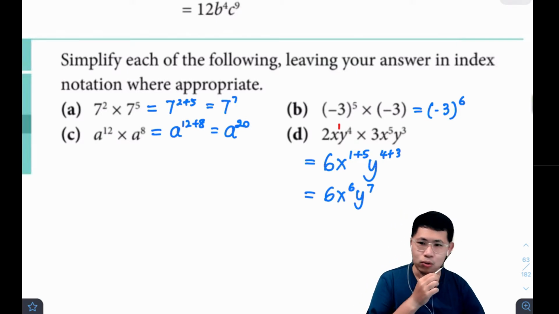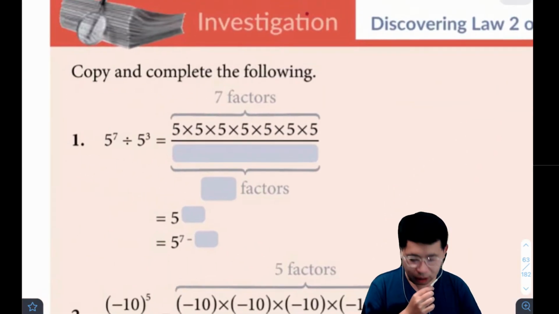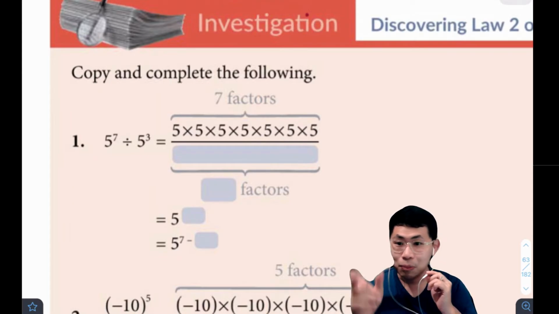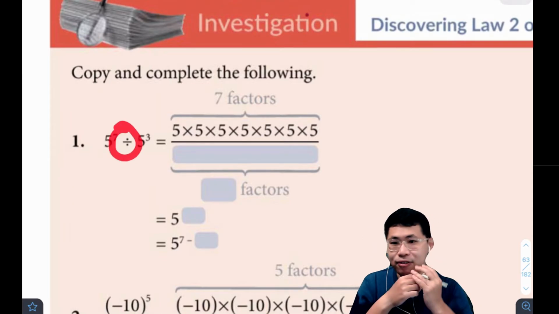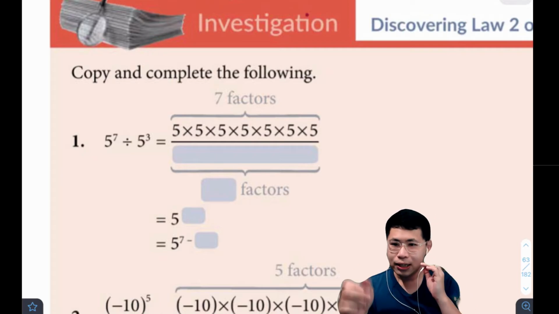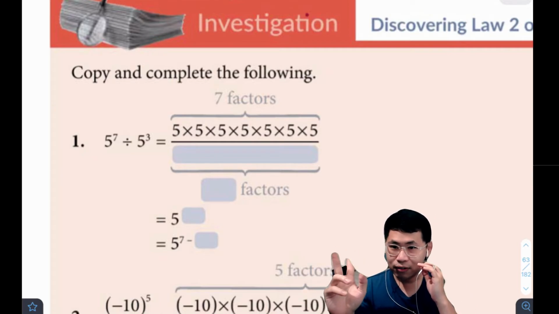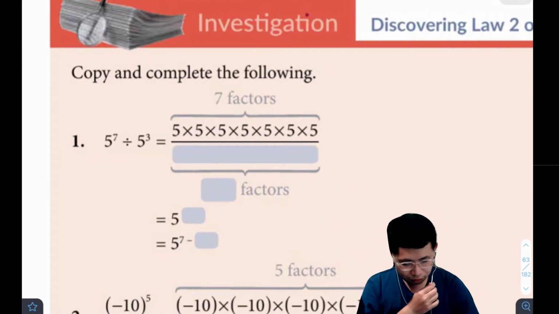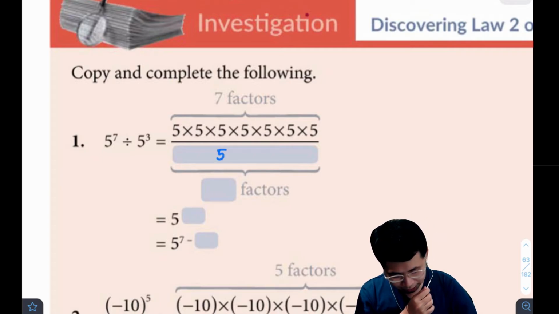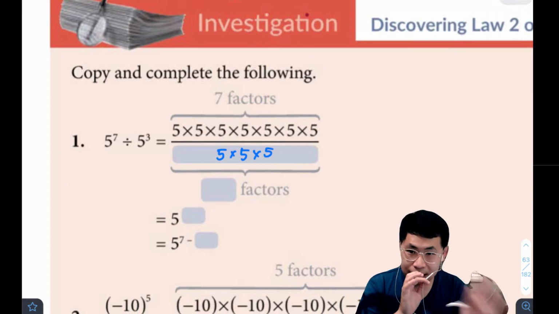Okay, law number 2. Let us investigate law number 2. Now, instead of multiply, we have our divide over here. Okay, so let's take a look. We have 5 to the power of 7 listed on top. We have 5 to the power of 3. We can list them below.